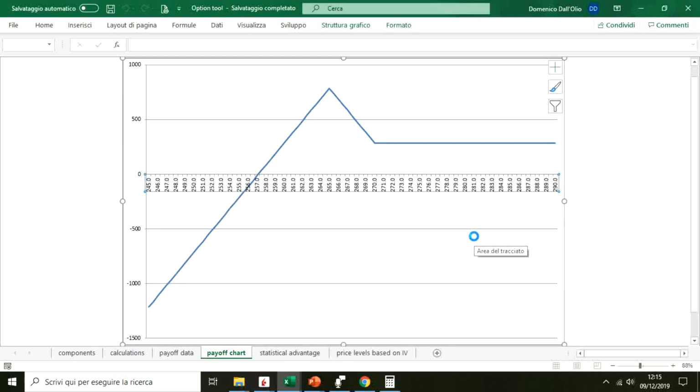Well, a bit better. Yeah, it's a bit better. Okay, we can better see what happens on the left side of the chart. So this is the idea. I think that the price will not drop below 270, and either it remains stable or it increases. I will have a gain at most equal to $285.